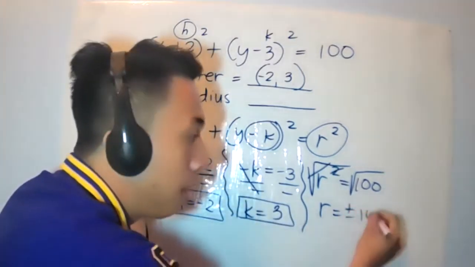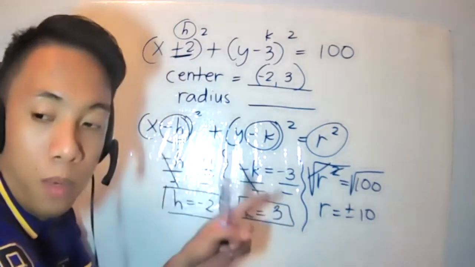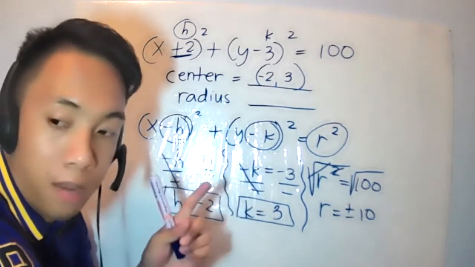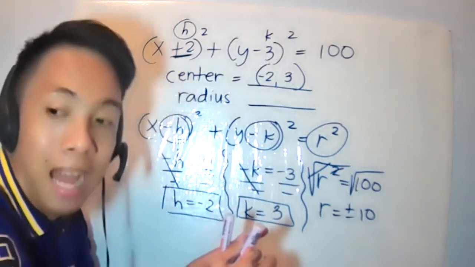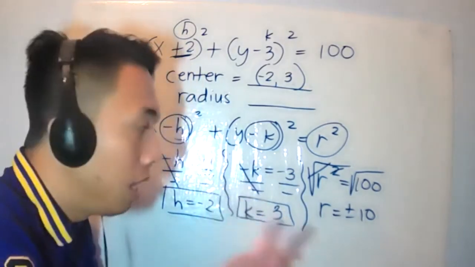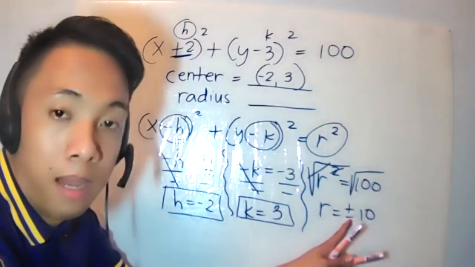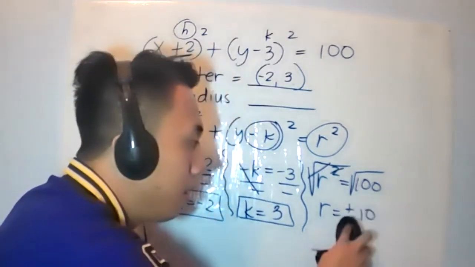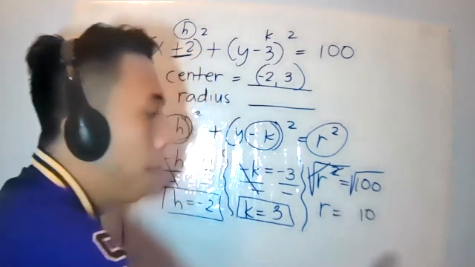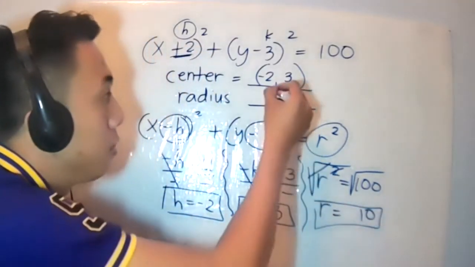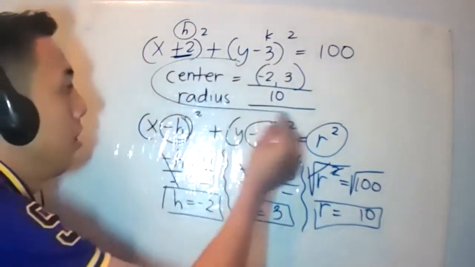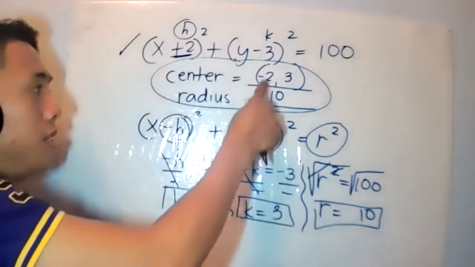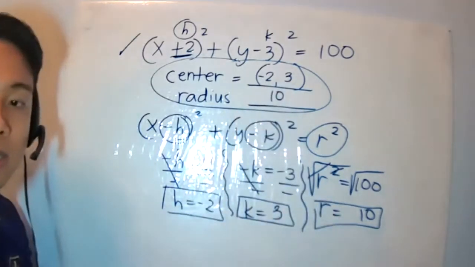Positive and negative 10. But in our circle, if we have a negative radius, there is no circle anymore. So ang kukunin lang natin ay yung positive. Kukunin natin yung positive kasi ang negative wala naman siyang silbi. Kasi magiging imaginary lang siya. Tama? So I will just erase the signs to make it positive 10. So we already found the center and the radius using this equation. So our center is negative 2, 3, radius, that is 10.